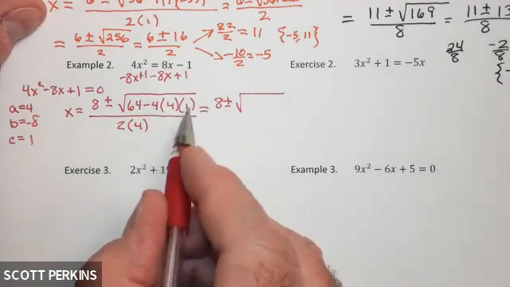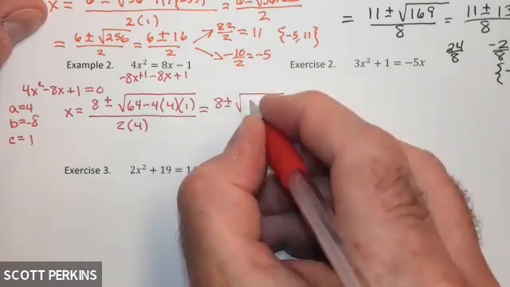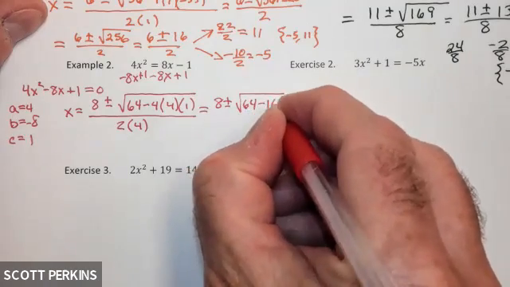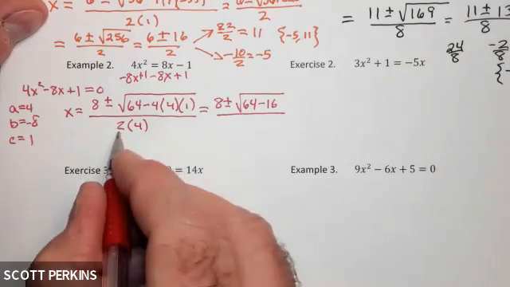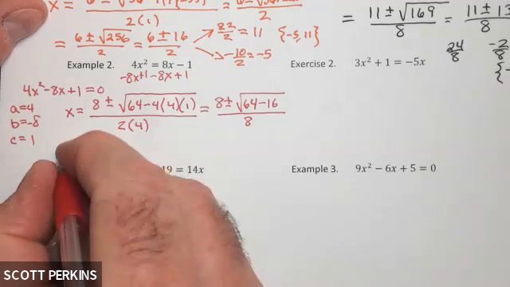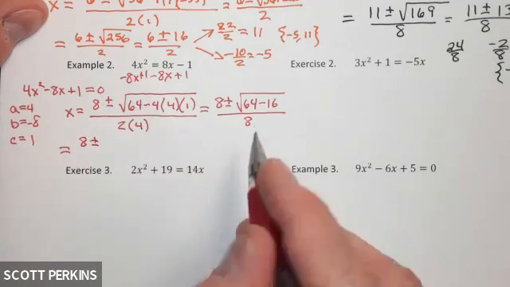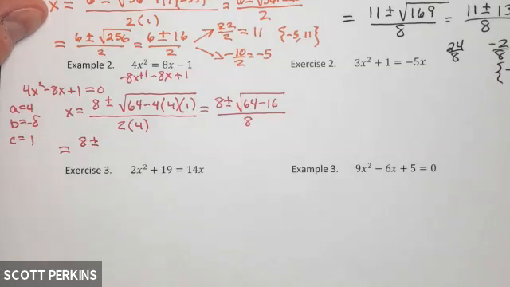So now in the numerator, I've got 1 times 4 is 4. 4 times negative 4 is negative 16. So I have 64 minus 16 underneath the radical. 2 times 4 is 8 in the denominator of the fraction. 64 minus 16, that is 48, I believe.